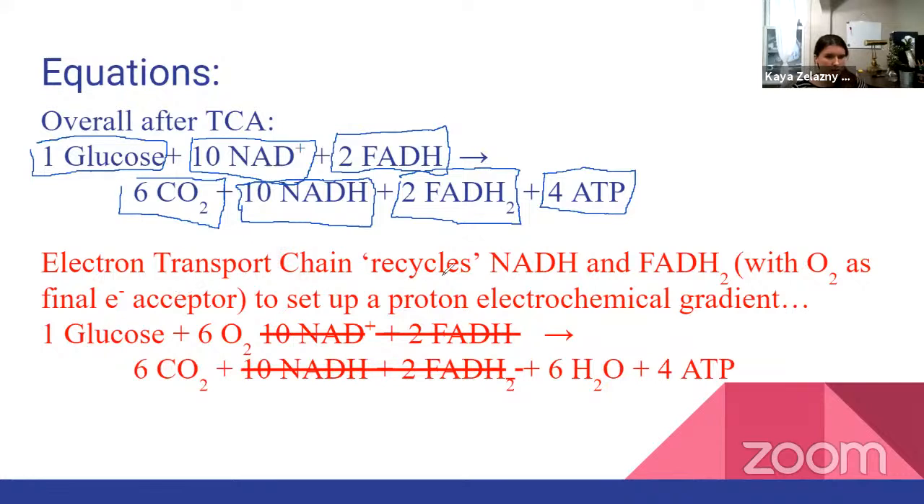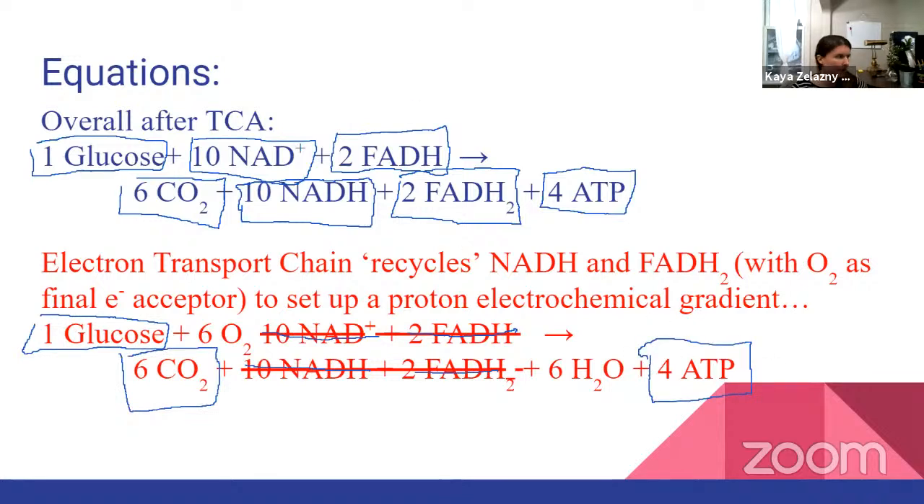When we do the electron transport chain, we're converting NADH back to NAD+. So we're going to cross out the NAD+ and the NADH because we're transferring them back. Same thing for FAD and FADH2. So we still have glucose here, we still have carbon dioxide here, and we still have the 4 ATP here.